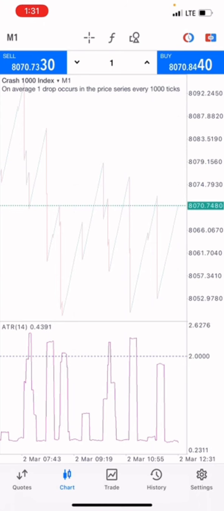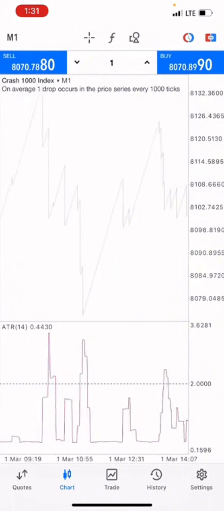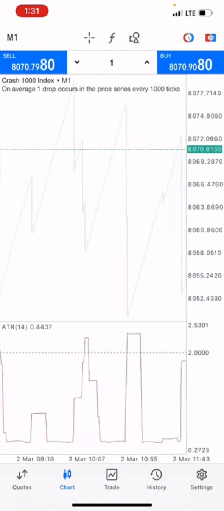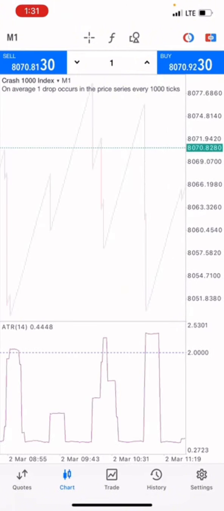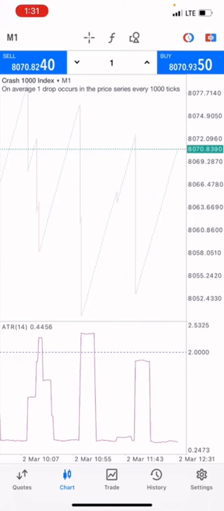So now, guys, how does this strategy work? How can you buy Boom? How can you buy Crash 500 with this strategy? Look at it. First of all, I'll talk about the time frame. The strategy works only on the 1 minute time frame. As you can see, I'm using the 1 minute time frame now, only the 1 minute time frame.